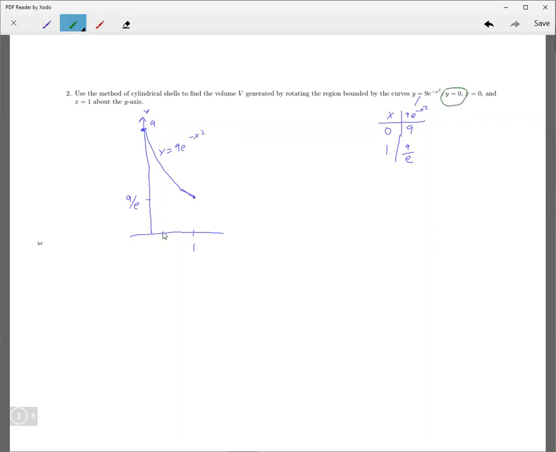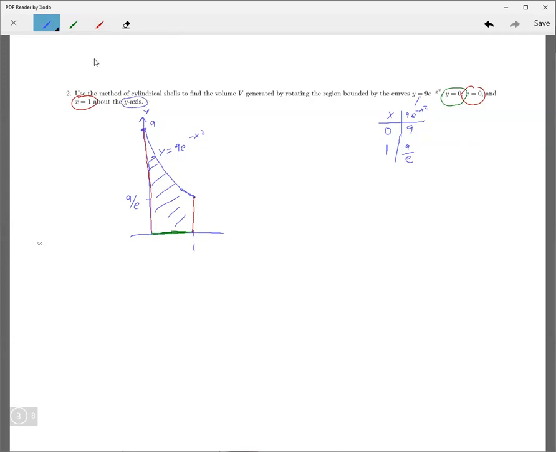Now we have y equals 0. That's going to be this line segment here. x equals 0 is the y-axis, and x equals 1 is over here. Good. So now we know that it's this region here, and that's rotating about the y-axis.